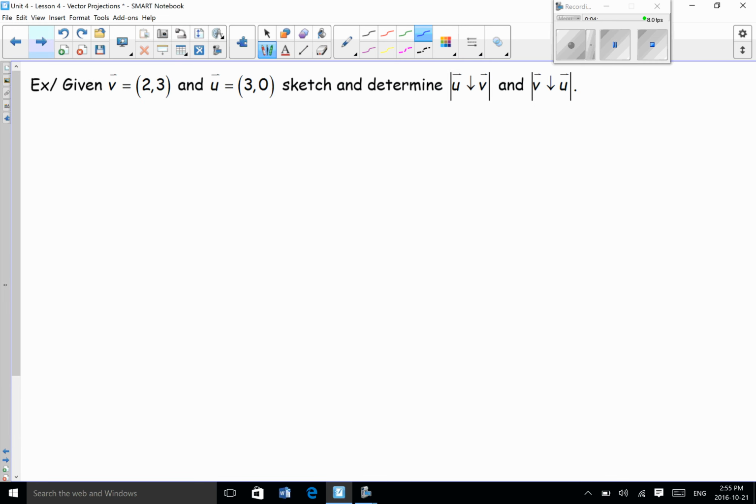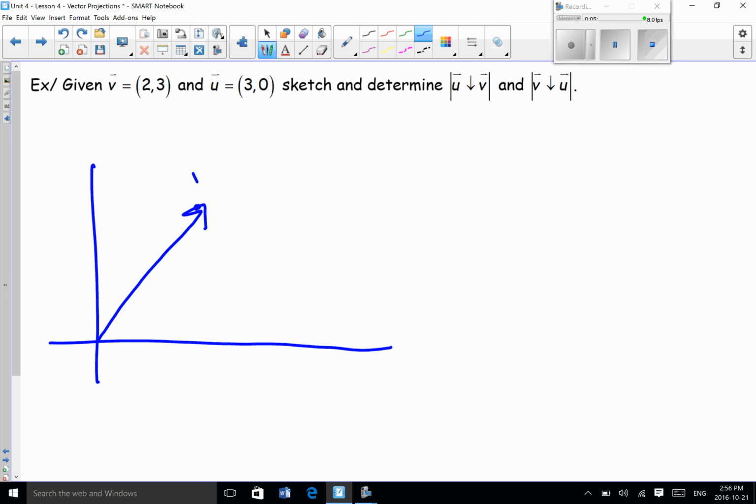Okay, so let's try one. We're looking at some algebraic vectors here, component vectors. I've got V and U. I want to sketch and determine U onto V and V onto U. So we'll start with our drawing. V is 2, 3. So 2, 3, I'll call that about there. That's V, 2, 3. And U is 3, 0.